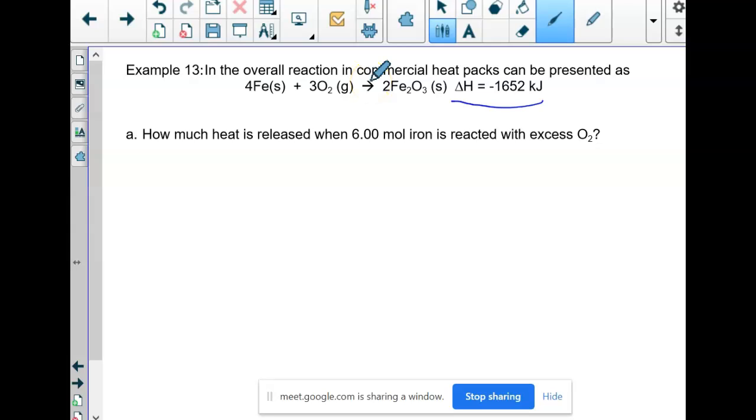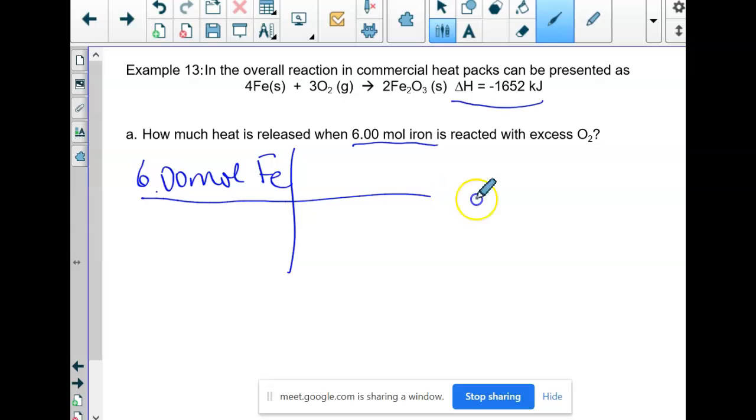Okay, so we're going to start with what we're given. We're given 6.00 moles of iron. Everybody with me? How did I get that? I got that from right here. This other stuff is just garbage, right? We don't care about it. We're looking for the number and the unit in the formula that we are given.